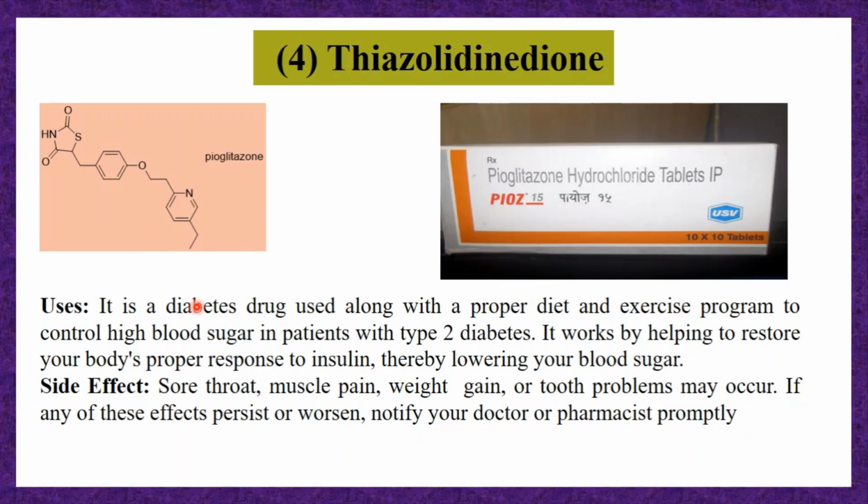The use is, it is a diabetes drug used along with proper diet and exercise program to control high blood sugar in a patient with type 2 diabetes. It works by helping to restore your body's proper response to insulin, thereby lowering your blood sugar. The side effects are that it causes sore throat, muscle pain, weight gain, tooth problems, and if any of these effects persist, notify your doctor or pharmacist promptly.